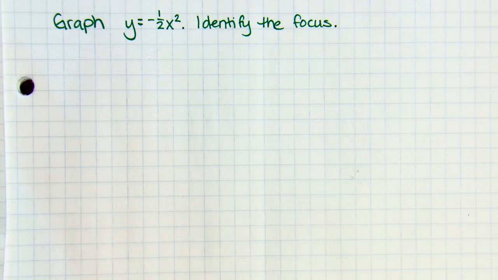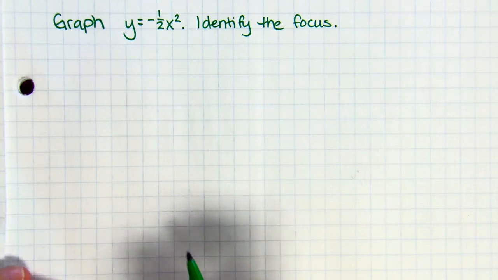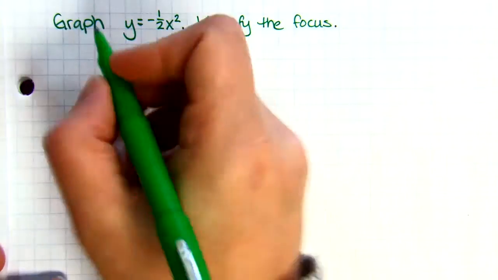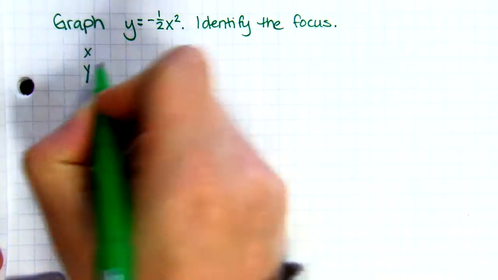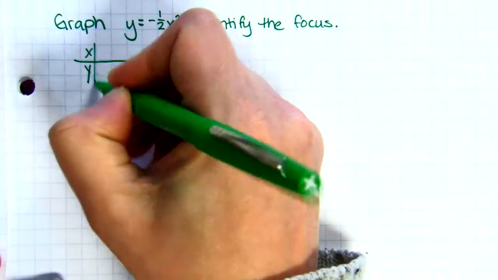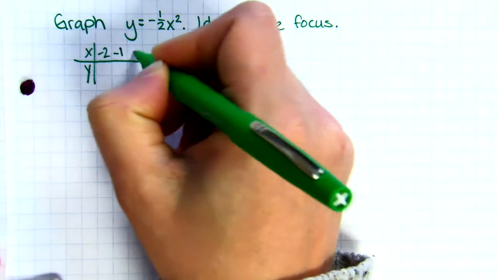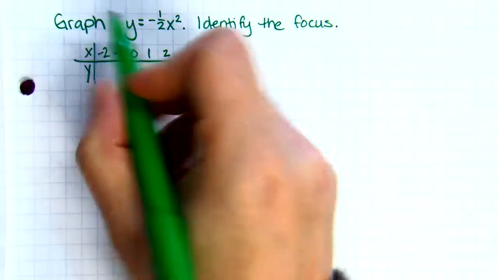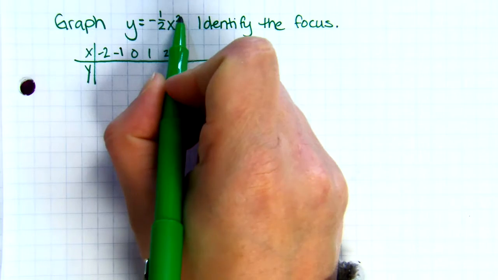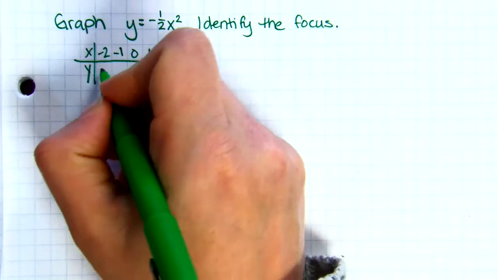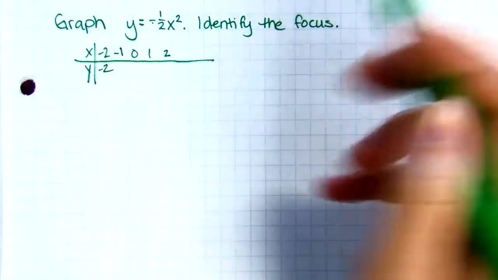Our first example here is to graph y equals -1/2 x squared and then identify the focus. So let's make a table for our graph. Let's put in -2, -1, 0, 1, 2. -2 squared is 4. Half of 4 is 2. This is negative, so it'll be a -2.